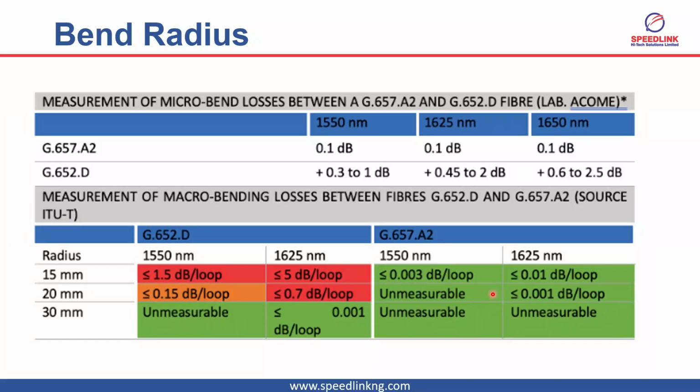And in macro bend, you're talking about how many? Less than 0.03 or 0.01. I think this one is the highest when the radius is at 15 mm. So that's the best cable. Let me ask now, which one is macro? Which bend is a macro bend?